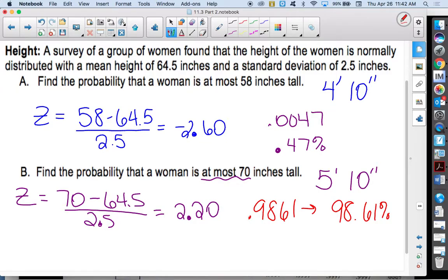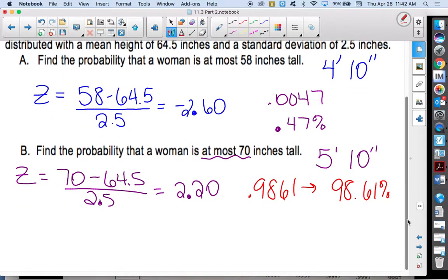Nice, Savannah. Good job. That means Asia is one of, like, what, 1.39% of people are taller than that? So Asia's one of that 1.39%. Oh, yeah, Asia, give me a high five right now. She's not even here for us to be talking about it. Any questions?